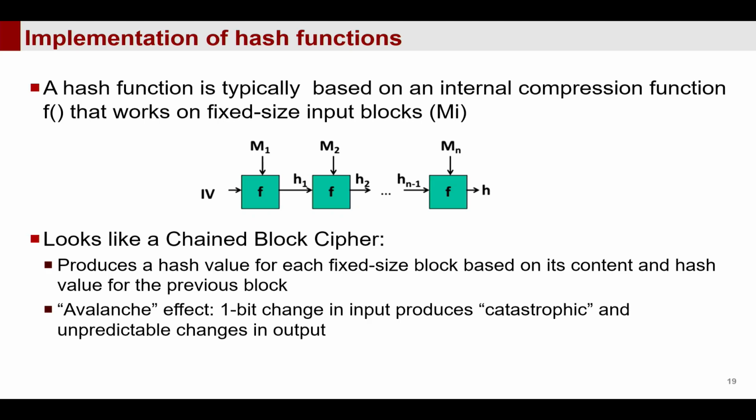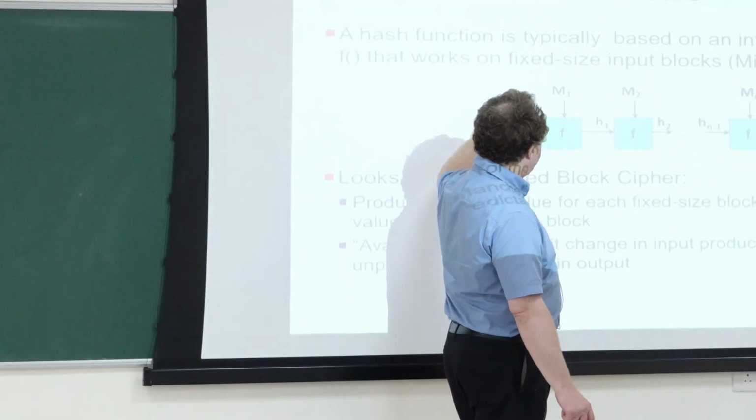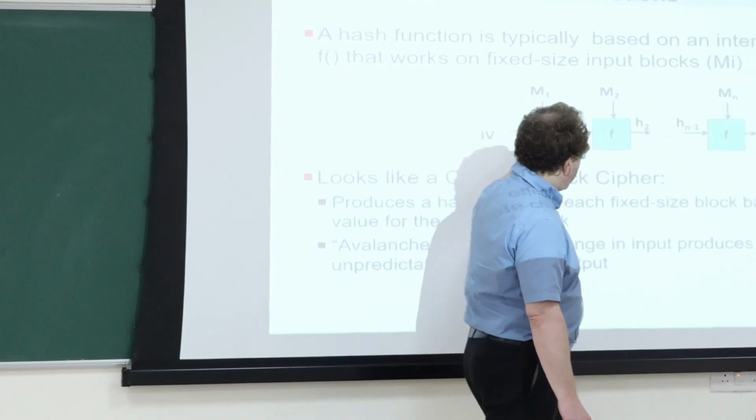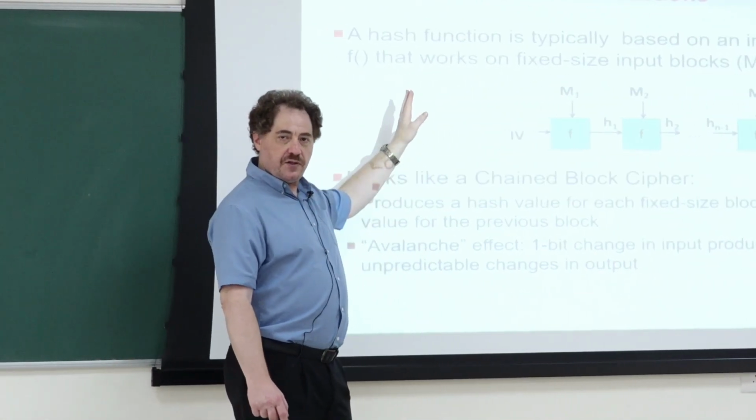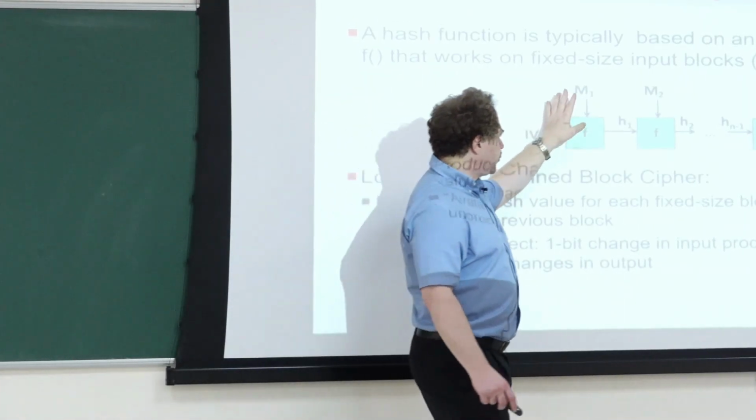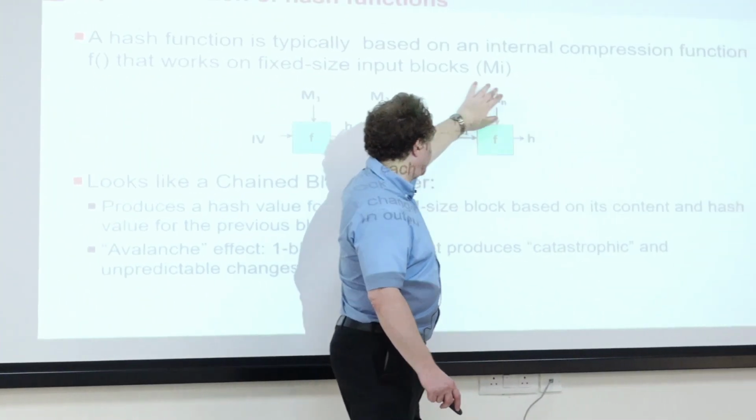A hash function is typically based on an internal compression function that works on fixed size input blocks. So the initial message would be broken into blocks of certain size, and the number of such blocks is unlimited, or at least can be very large. Therefore, there is no restriction on the total length of the input.